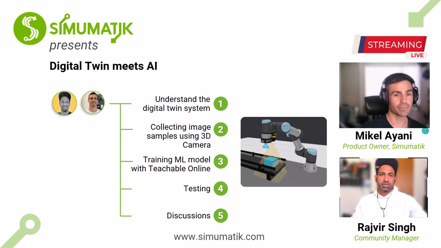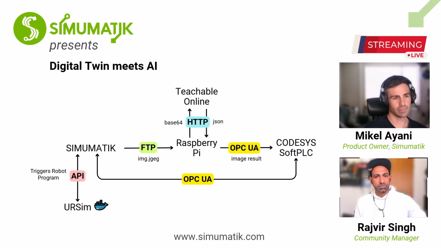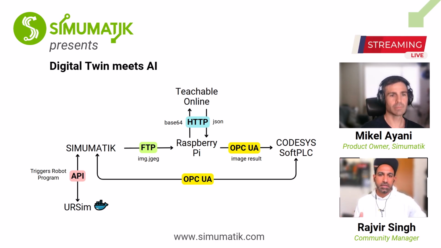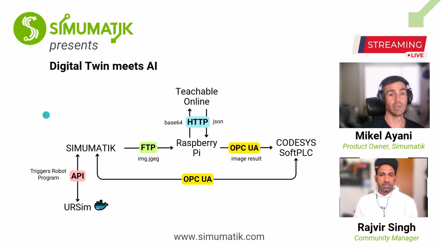And there's another slide. If you just go next, there I've mentioned the workflow. So we have Simumatik on the left. It is connected to URSim by an API, which is controlling the robot. And then in Simumatik, we have a camera sending an image via FTP to the Raspberry Pi. The Raspberry Pi communicates with this Teachable online, sends the photo, gets the result, and the result goes via OPC UA to CODESYS, which is connected again to Simumatik, and Simumatik sends the signal to URSim.